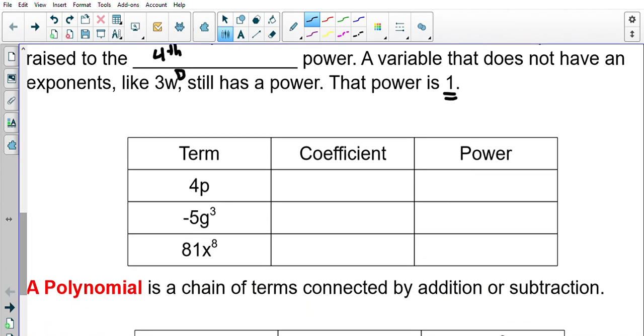All right, so in this term, 4p, our coefficient is the number in front of the letter. The power is looking for what is on top of the p. In this case, there's none, so we know it actually is just a 1. Coefficient here would be a negative 5. Power would be a 3. Coefficient here, 81. The power is that 8.